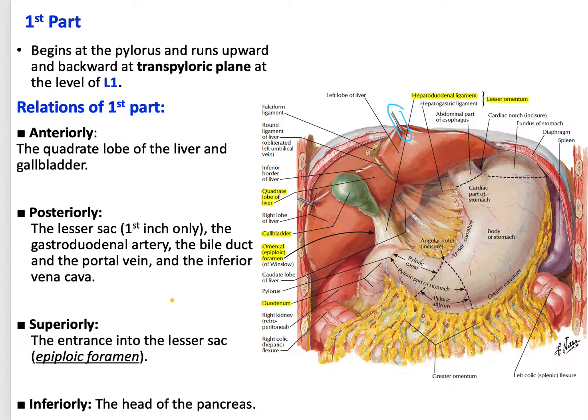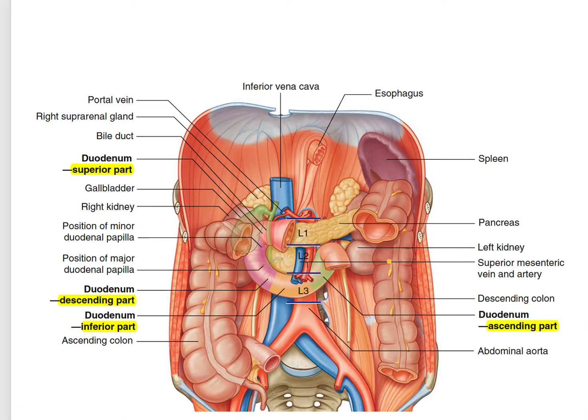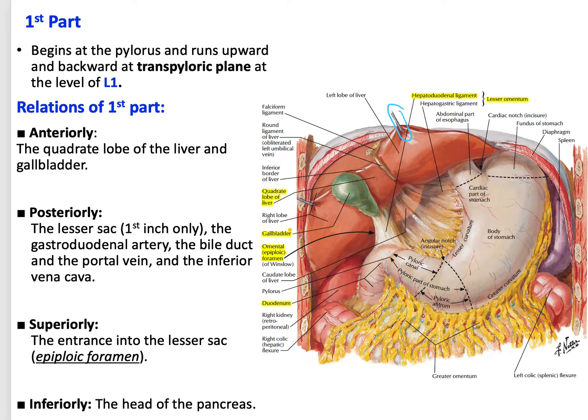But most importantly, this is very important. This posterior relation of the first part is very important. Why? Let me show you the posterior relation of it. This is again the first part, guys, of the duodenum. So posterior to it, you will find the lesser sac. You know what the lesser sac is? Look at it here. You see, we mentioned that the first part of the duodenum has a mesentery. This is part of the lesser omentum. This is the lesser omentum.